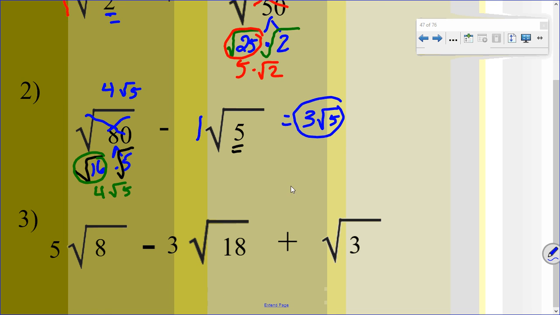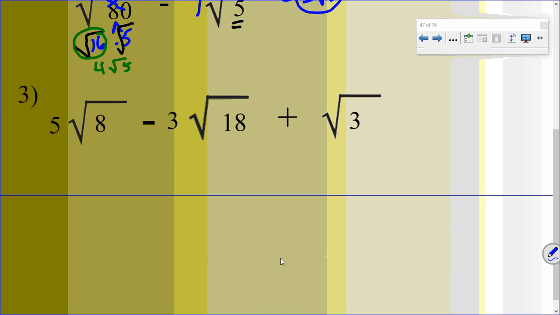Uh-oh, here's a long one. Get a little space on this. So let's see. I got radical 8 down there. I gotta break that down. I got an 18. I gotta break that down. And I got a 3. Well, that's already broken down, so I can't break it down anymore. So I better leave that.